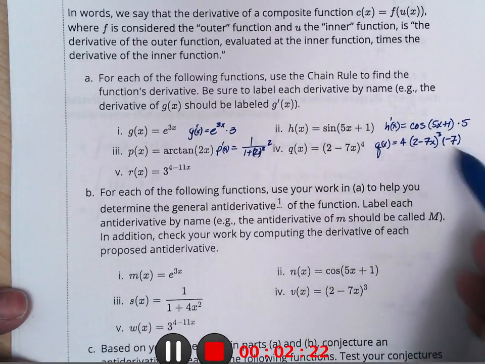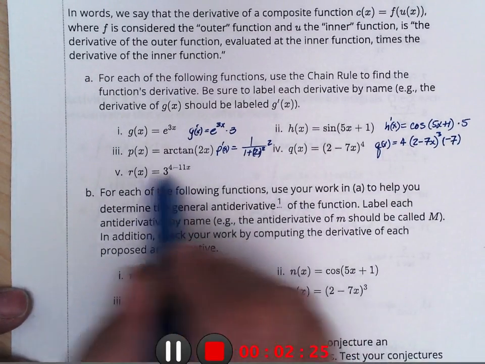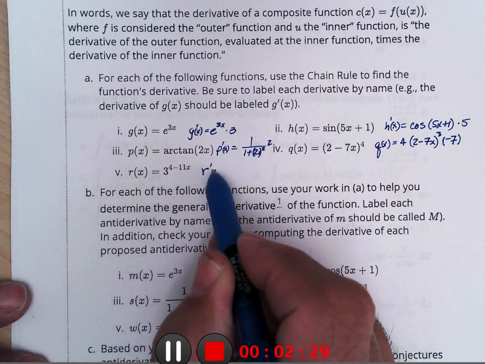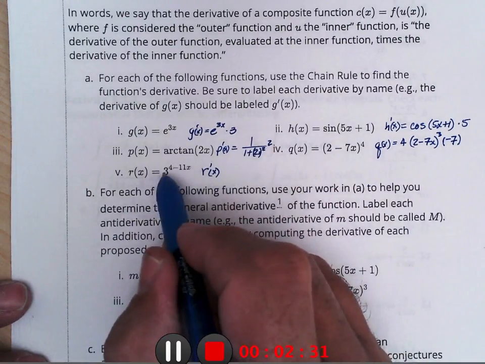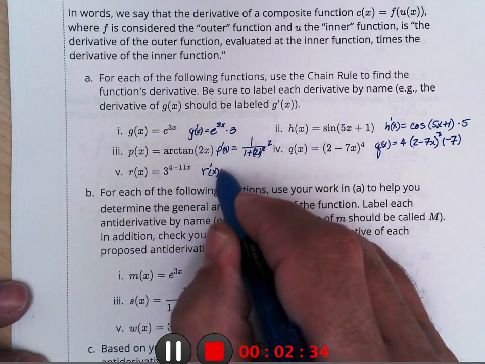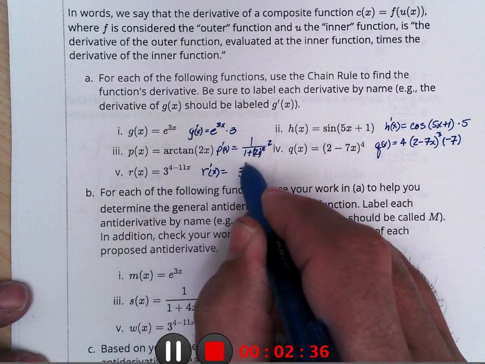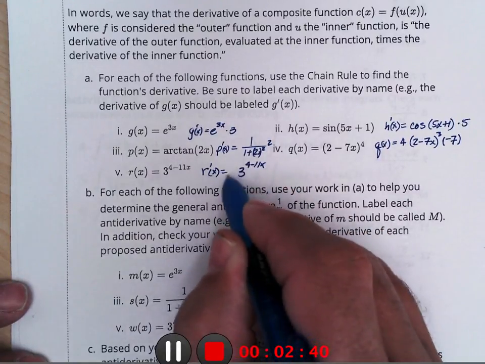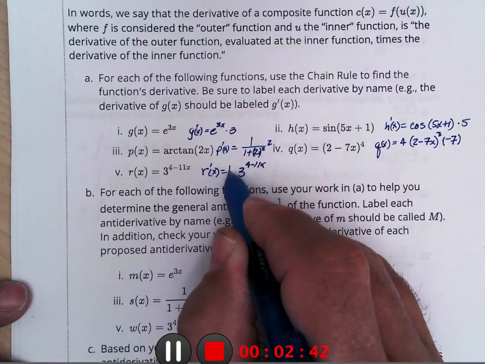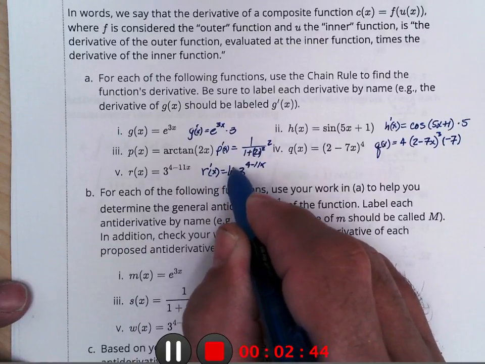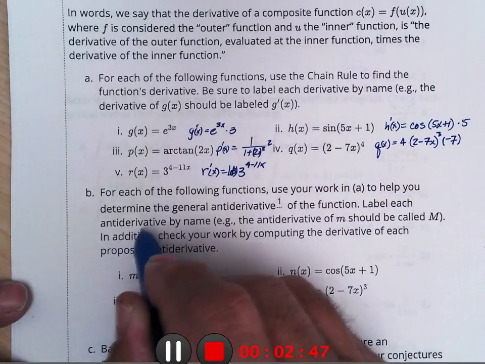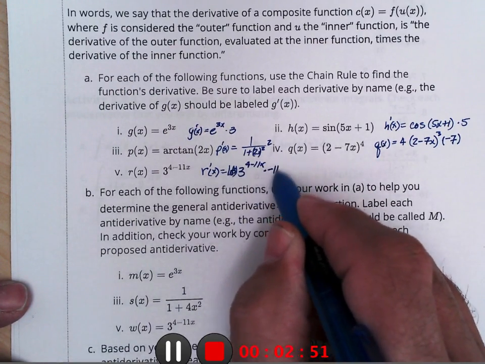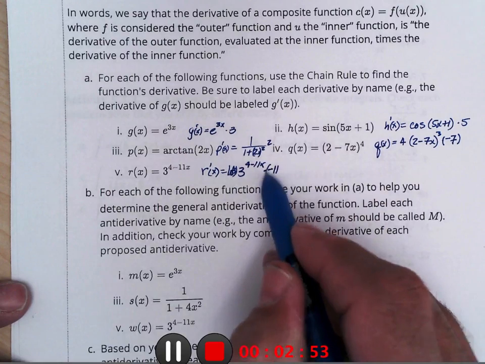And so on this one here, if we got 3 to the something, the derivative is 3 to the same something times the ln of the base. And times the derivative of the inside, which is -11. So this one has a couple of things showed up here.